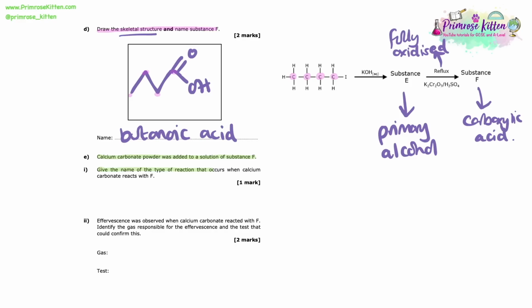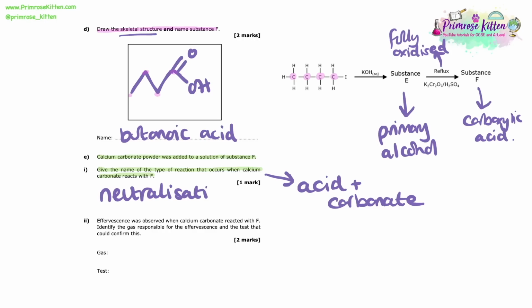So now we're told that calcium carbonate powder was added to a solution of substance F. We're asked to give the name of the type of reaction that occurs when calcium carbonate reacts with F. Well, let's think. If we have an acid and we add a carbonate, we know from a long time ago that this is a neutralization reaction. In fact, this is a reaction we learned about at GCSE. So now we're told that effervescence was observed when calcium carbonate reacted with F. We're asked to identify the gas responsible for the effervescence and the test that could confirm this.